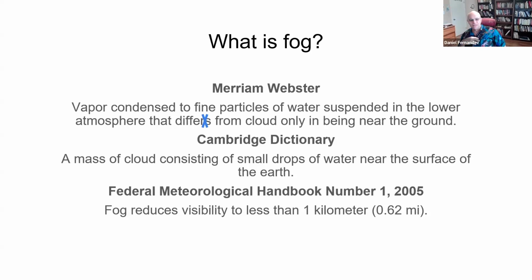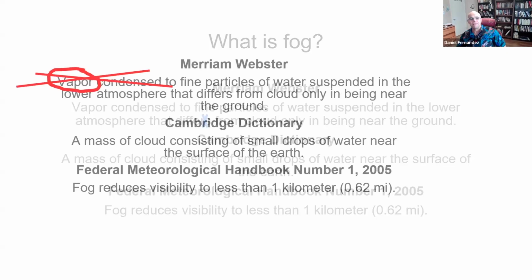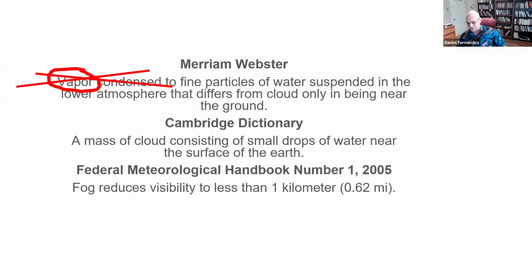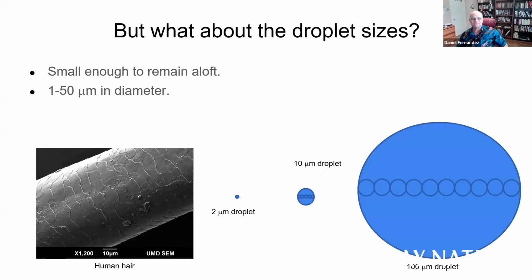And it's also, in order to be fog, it's supposed to reduce visibility to 1 kilometer or less. So those are kind of the three criteria. There's droplets within a certain size range, it's a cloud in contact with the earth, and it reduces visibility to less than 1 kilometer. Of course, I don't like that vapor, so I crossed it out in my slide here just so that I emphasize that.